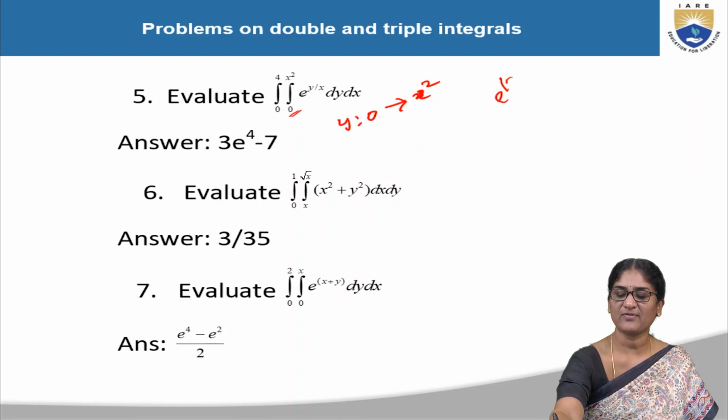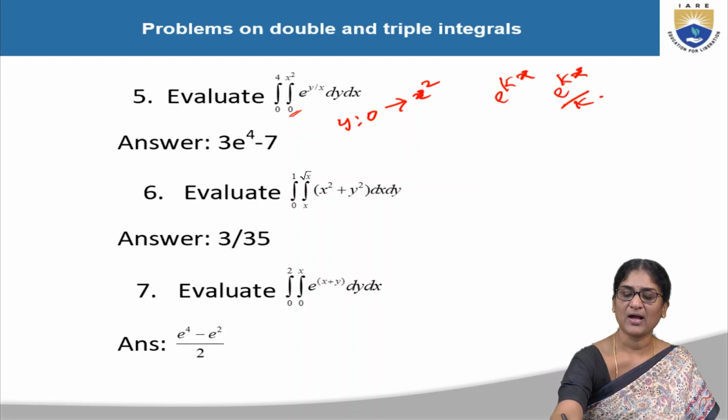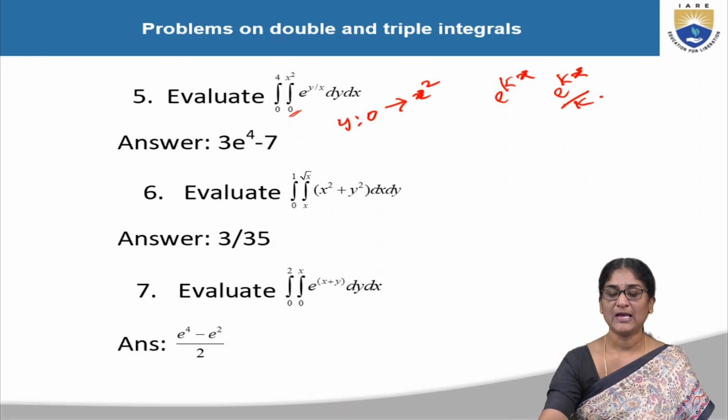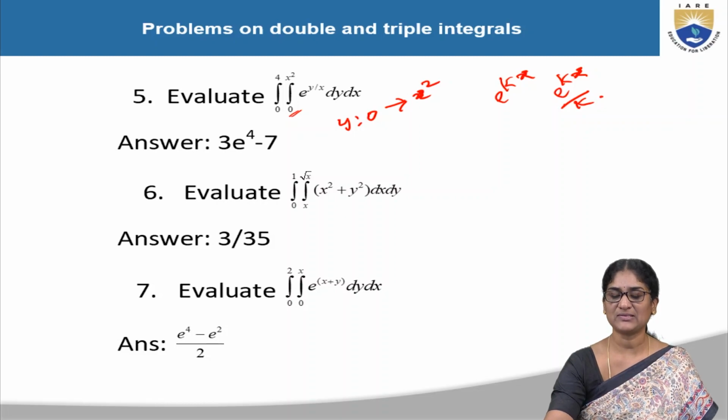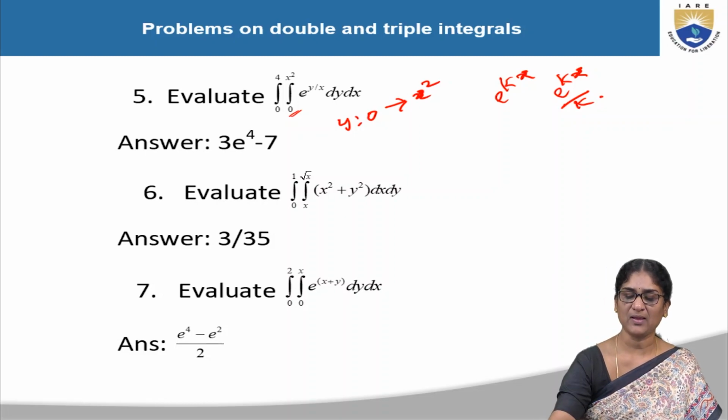You know that the integral of e to the power of kx is nothing but e to the power of kx by k. So here you have this k as 1 by x and y. E to the power of y integral is e to the power of y. And the constant 1 by x is taken as a denominator also, just like the previous one.